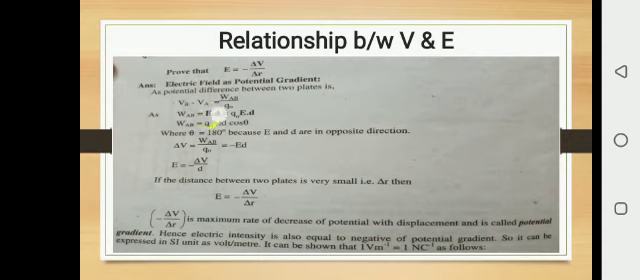This is F dot D, and F is equal to Q naught E. In place of F we have written Q naught E. So work done in bringing a unit positive charge from point A to B is now written as Q naught ED cos theta. Now we are concerned about this angle theta, where theta is equal to 180 degrees. How is it 180 degrees? Because electric field intensity and D are in opposite directions.